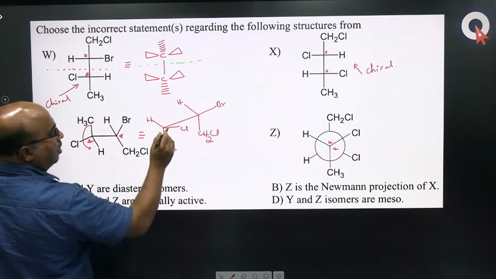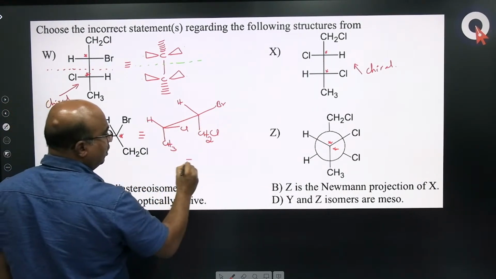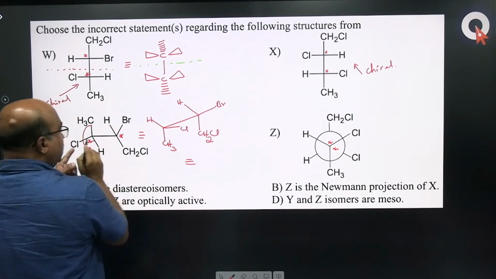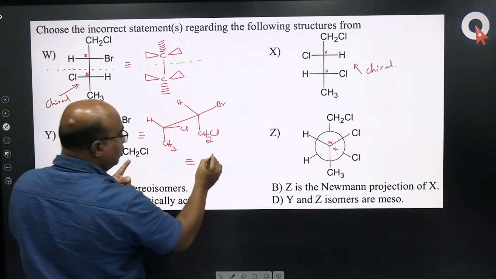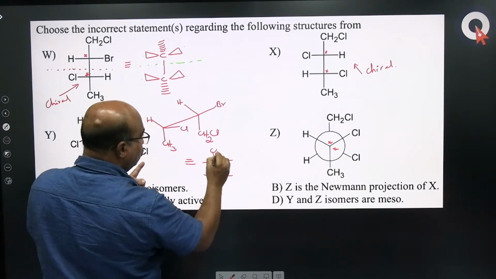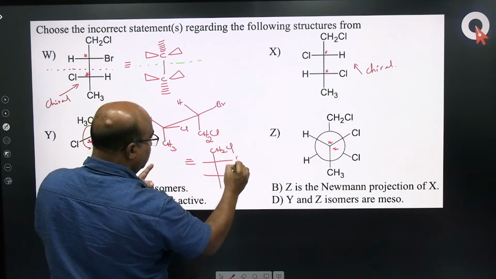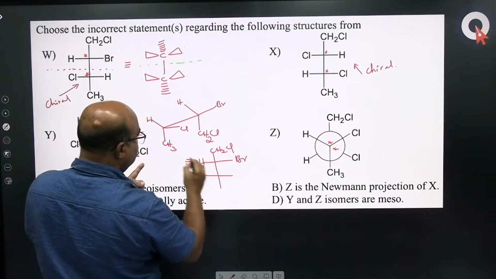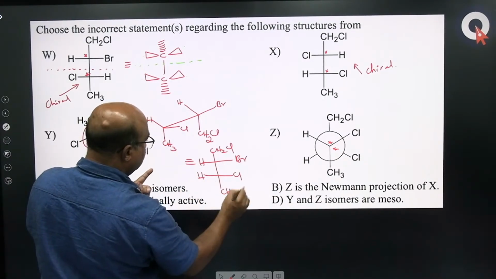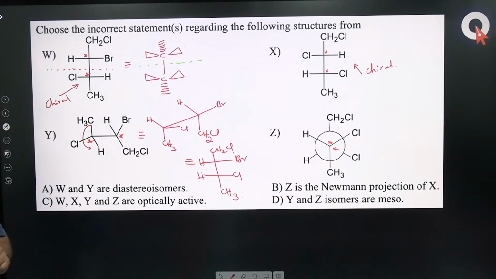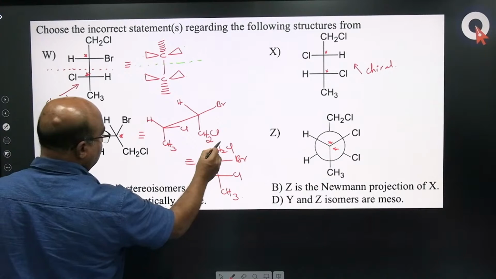Meaning you are converting this into, suppose, Fischer. What is its Fischer form? Meaning this form and this form are one and the same. And what is its Fischer now? CH2Cl, Br, hydrogen, this is Cl, H and CH3. Clear? So this is the Y. This is the Y.